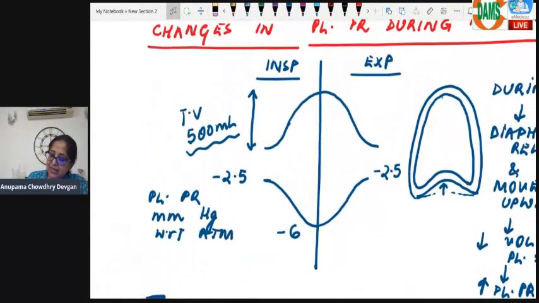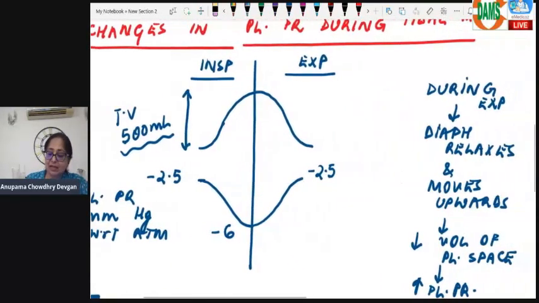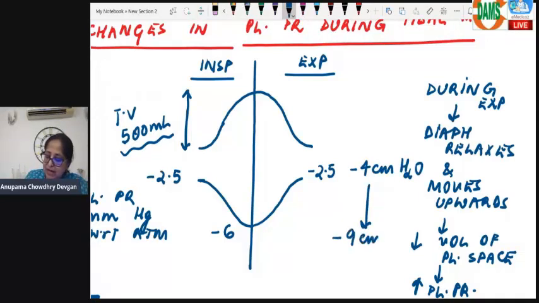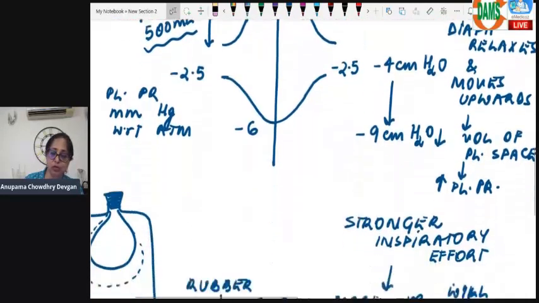Like I said, we can measure pressure in centimeters of water. So at the start of inspiration, the pressure is minus 4 centimeters of water, and at the end of tidal inspiration, it becomes minus 9 centimeters of water. It has to become more negative, right? In terms of millimeters of mercury, minus 2.5 to minus 6, back to minus 2.5. In terms of centimeters of water, minus 4 and becomes more negative to minus 9 and back to minus 4. Okay? So this is as far as your changes in pleural pressure is concerned.